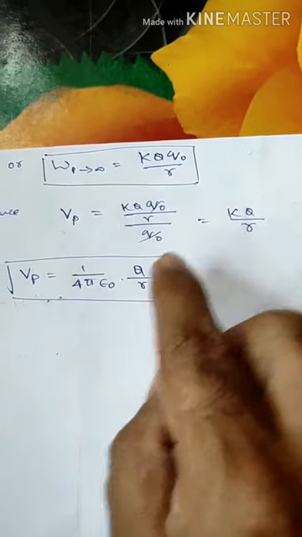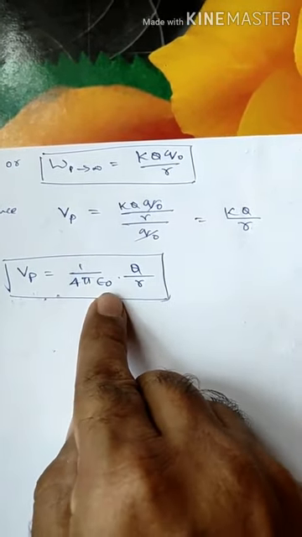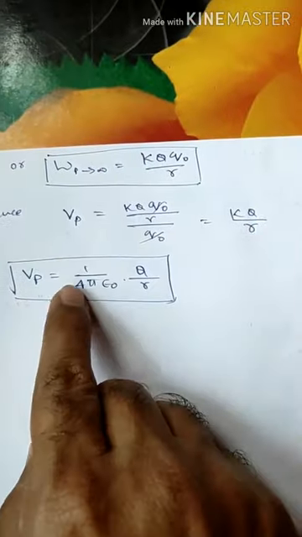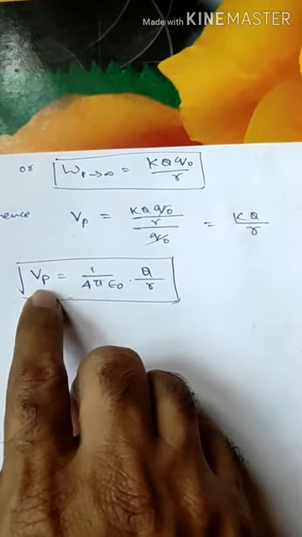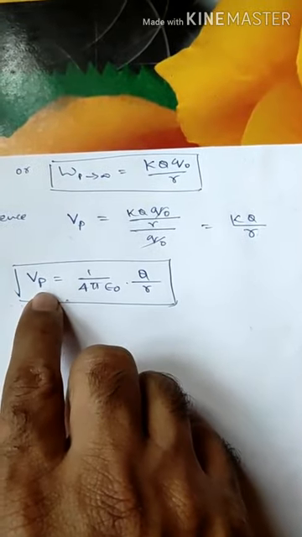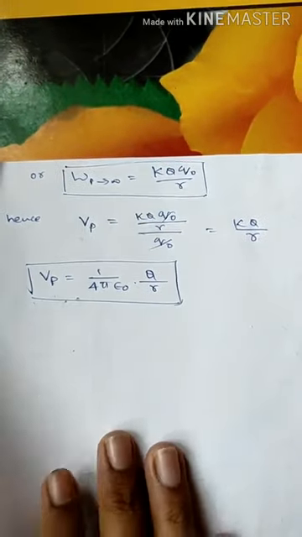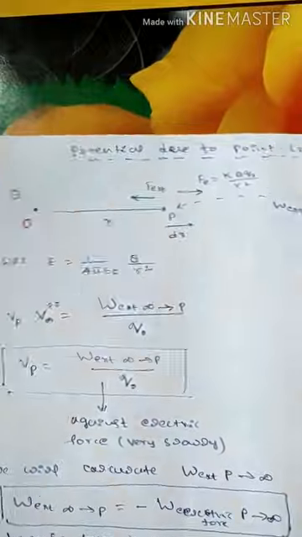What is k? k is 1 by 4 pi epsilon naught. So the potential is q divided by 4 pi epsilon naught r. This is the potential due to which charge? Point charge at which point? Point P. Clear? See, once again I will explain in Kannada.